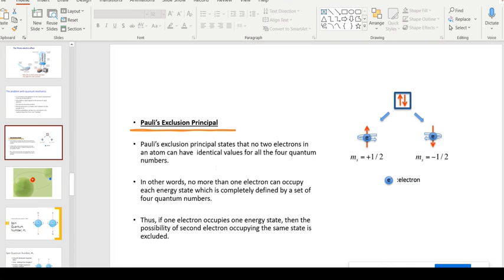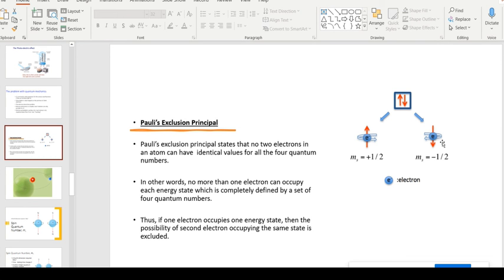This is Pauli's principle. He said no 2 electrons in an atom can have identical values for all the quantum numbers. In other words, no more than 1 electron can occupy each energy state, which is completely defined by a set of 4 quantum numbers. Thus if 1 electron occupies one energy state, then the possibility of a second electron occupying the same state is excluded. That is why it gives 2 different arrangements.